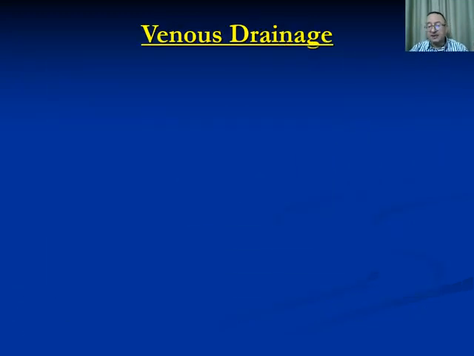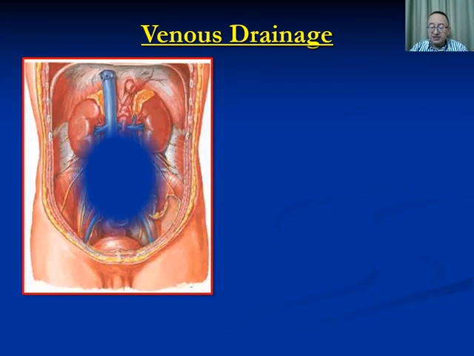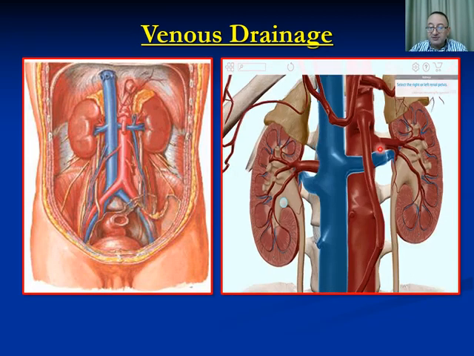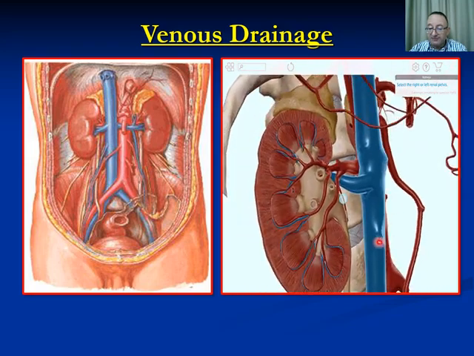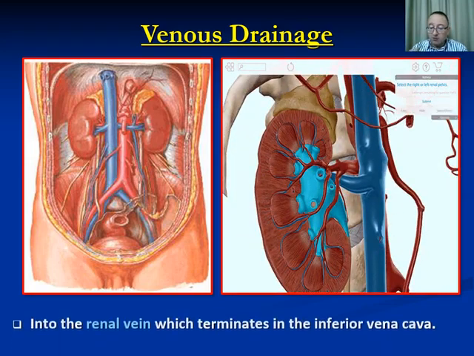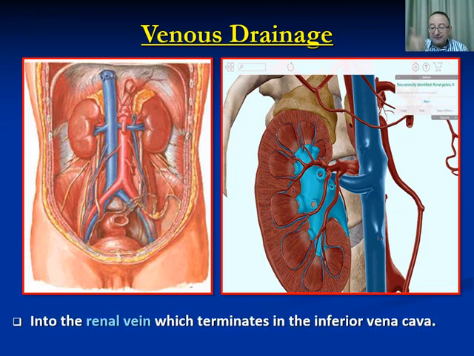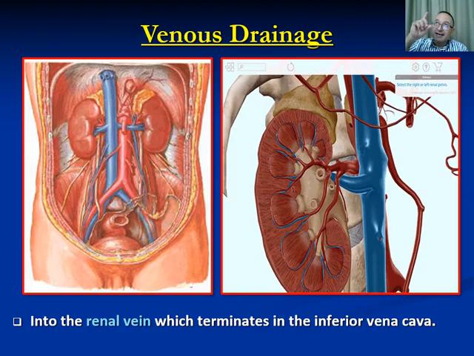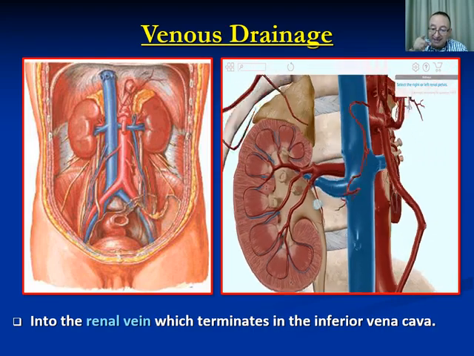What about the venous drainage? The venous drainage is into the renal vein, which terminates into the inferior vena cava. Always remember that the left renal vein receives in addition the left suprarenal vein from upwards and the gonadal vein from downwards. That's why the venous blood pressure in the left renal vein is higher than that in the inferior vena cava.